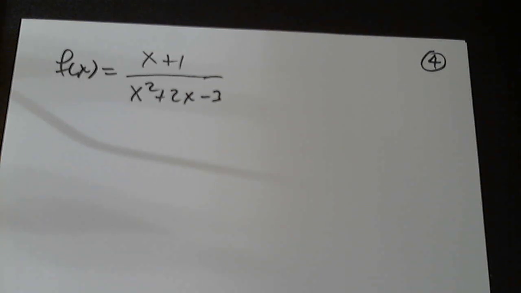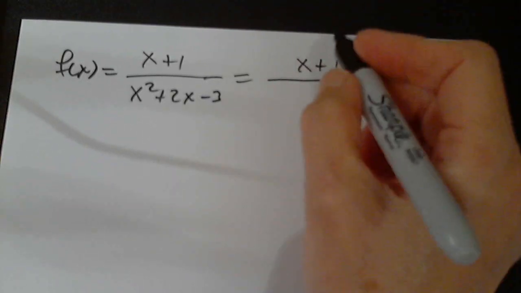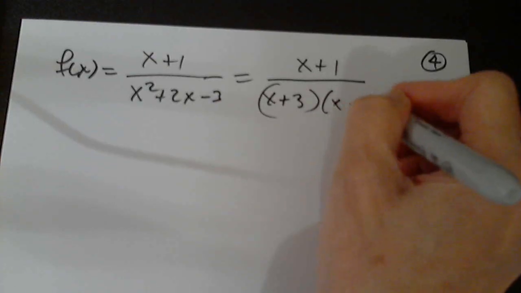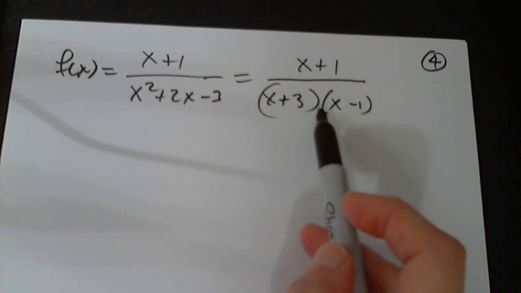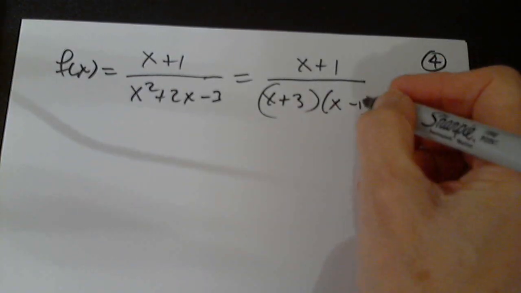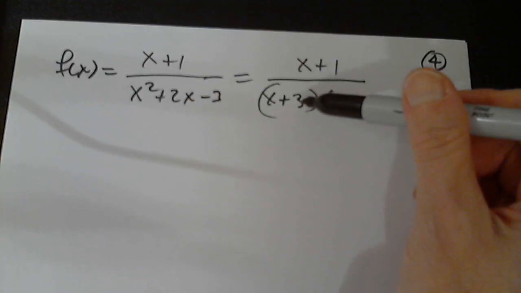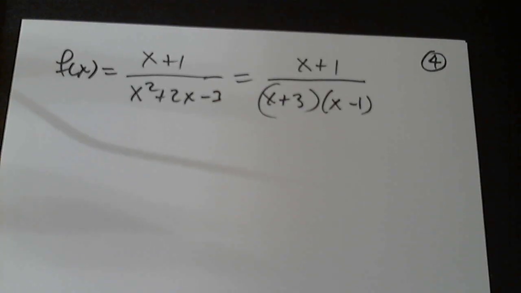Good. So the first thing I have to do is factor the denominator. And I see an x plus 3 and an x minus 1. So x squared minus 1. What am I doing? X squared plus 3x minus x. Yes, everything is correct. Good.